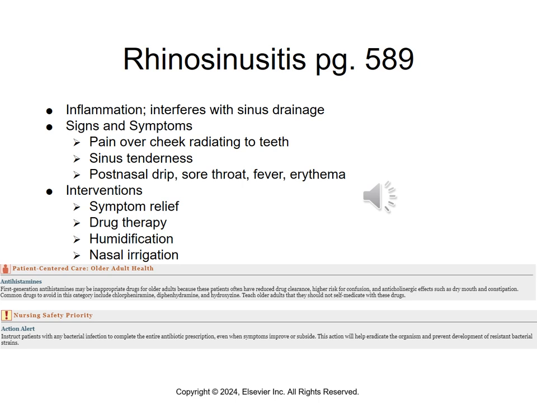To note, in your older adult care consideration box on 589, first generation antihistamines like Benadryl may be inappropriate for older adults and really any adults because these patients can have reduced drug clearance, higher risk for confusion, anticholinergic effects such as dry mouth and constipation, and may also experience sedation, tachycardia, and hypotension. So just common drugs with the first generation class that we avoid in our older adults.